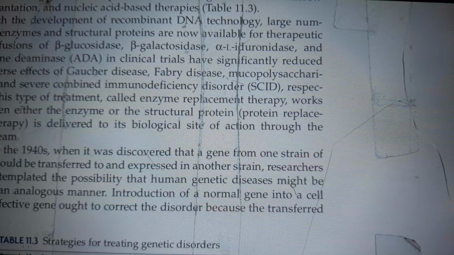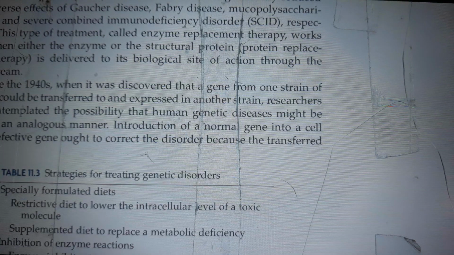With the development of recombinant DNA technology, large numbers of enzymes and structural proteins are now available for therapeutic use. Infusions of beta-glucosidase, beta-galactosidase, alpha-L-iduronidase, and adenosine deaminase (ADA) in clinical trials have significantly reduced the adverse effects of Gaucher's disease, Fabry disease, mucopolysaccharidosis 1, and severe combined immunodeficiency disorder (SCID), respectively. This type of treatment, called enzyme replacement therapy, works well when either the enzyme or the structural protein replacement therapy is delivered to its biological site of action through the bloodstream.